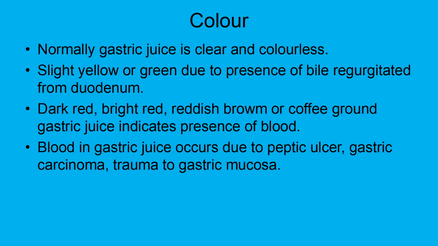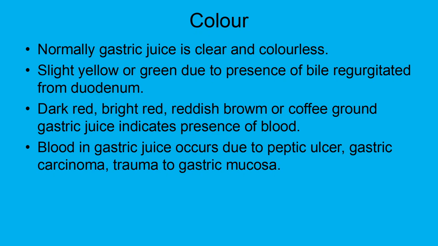Blood mainly occurs in the gastric juice due to peptic ulcer, gastric carcinoma, or any trauma of the gastric mucosal cells. So on seeing the color of the blood itself we can go for the diagnosis. The color of blood will be coffee ground or reddish brown, which may be due to the formation of acid hematin in the stomach.